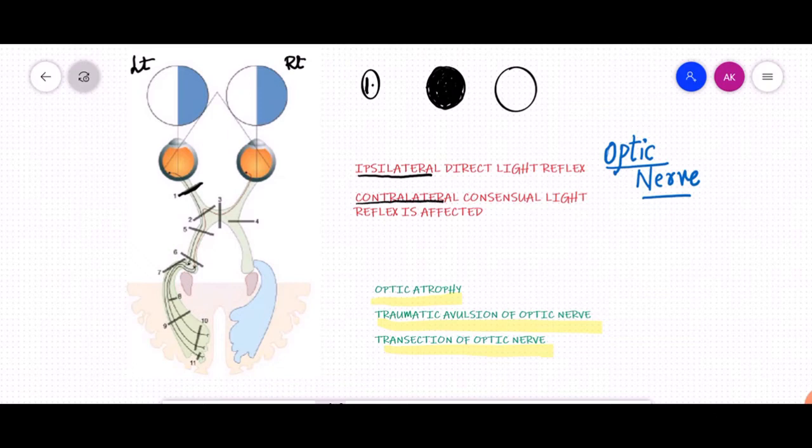So what I mean to say is that if you shine a torch in the left eye, the left sided pupil will not react to light. Along with that, the right side pupil also will not react to the light shone in the left eye. But if you shine the light in the right eye, then it will still react because the right sided optic nerve is normal, right? So to revise, the left sided optic nerve lesion will lead to left side total blindness. Along with that, the ipsilateral direct light reflex and the contralateral consensual light reflex will be affected.